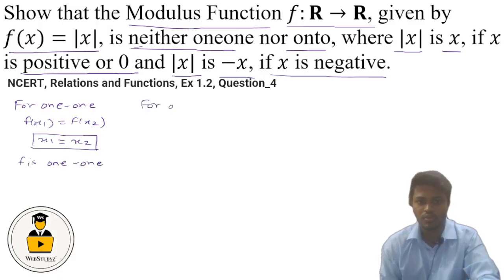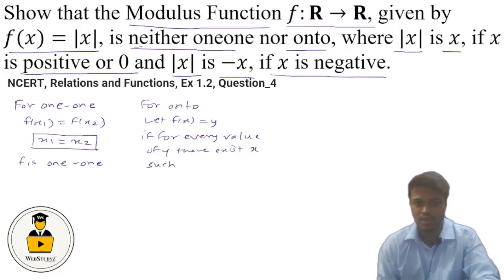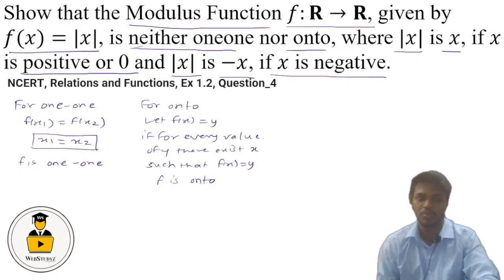Similarly, for an onto function, we assume that f of x is equal to y, where y belongs to a particular codomain. Then if for every value of y there exists an x such that f of x is equal to y, then we can say that such a function is an onto function. So let us see whether the given function satisfies this property or not.